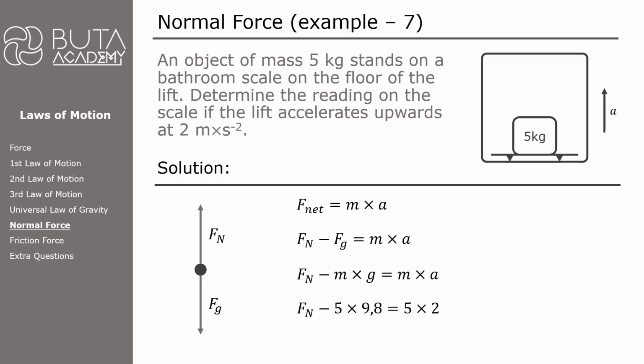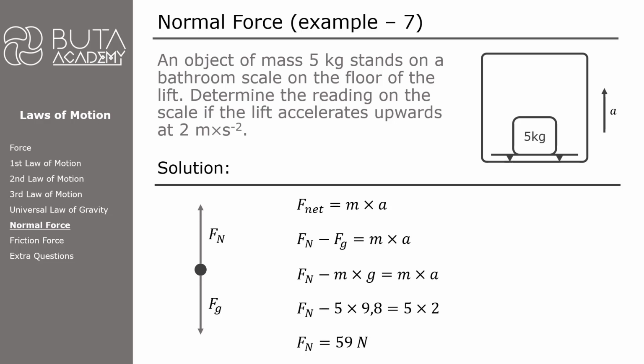As mentioned in the question, acceleration of the system is 2 meters per second square. After calculations, we can get that the normal force exerted on the object is equal to 59 newtons. By standing on it, we are compressing the scale, and what the scale actually reads is the force that is compressing it. By Newton's third law, the scale is pushing back on us with the same force, which is the normal force we have just calculated.